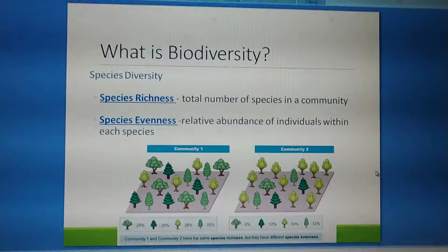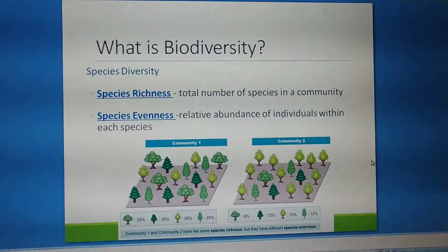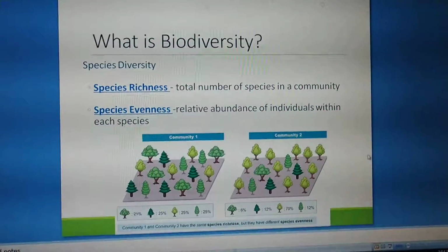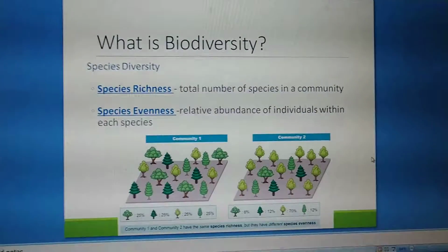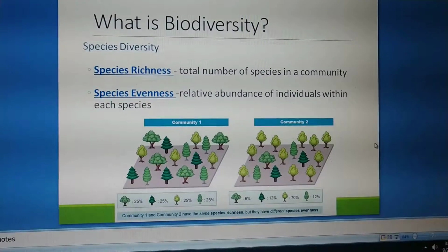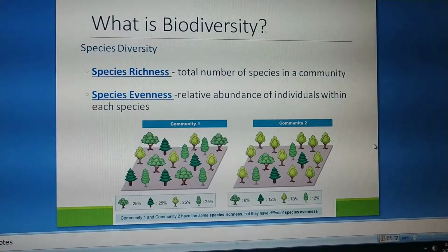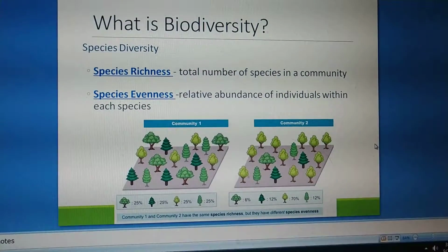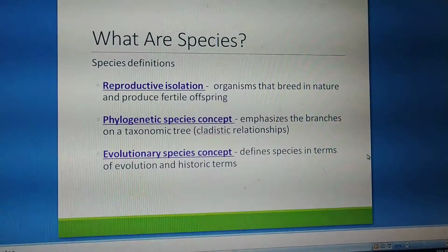It does you no good if you have a whole lot of species and you have 90% of one species and 1% of each of the others. That's not a very even community. If you look at the figure presented here on the left, you have a community that's much more even than the one on the right, even though they both technically have the same level of richness.